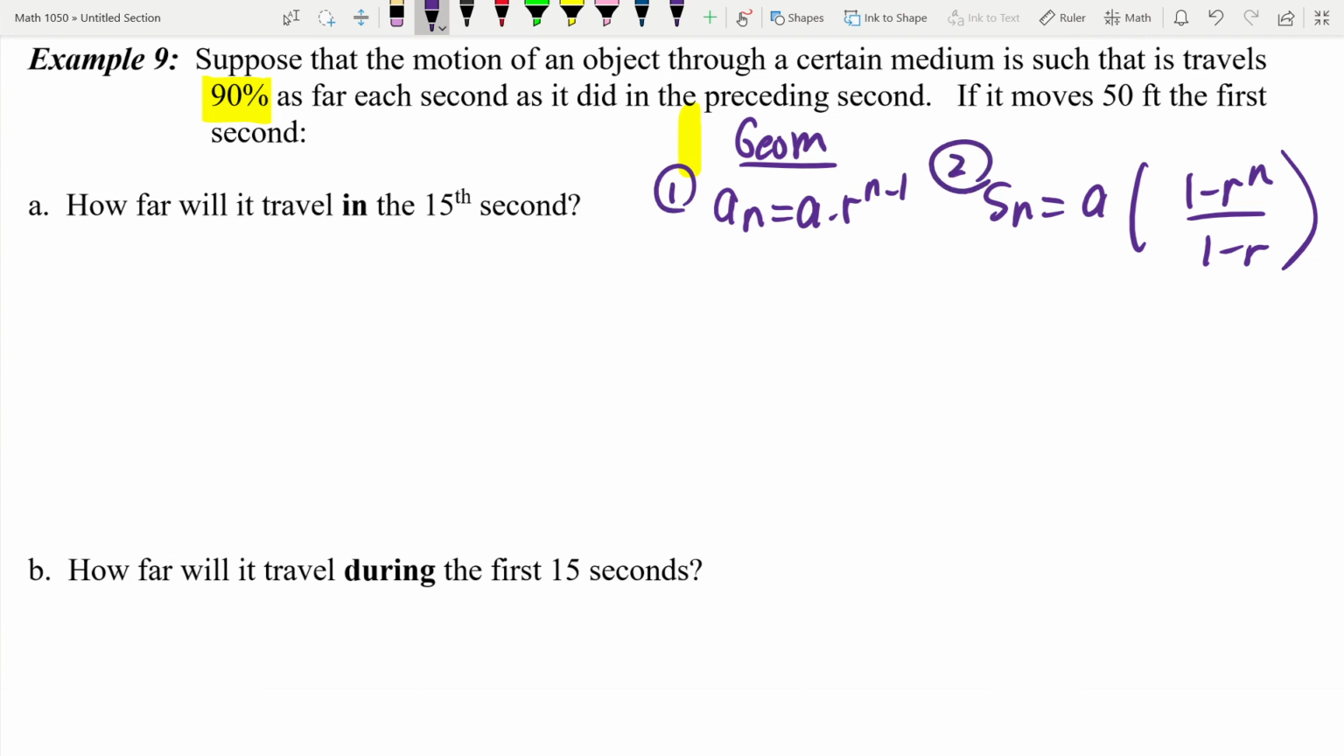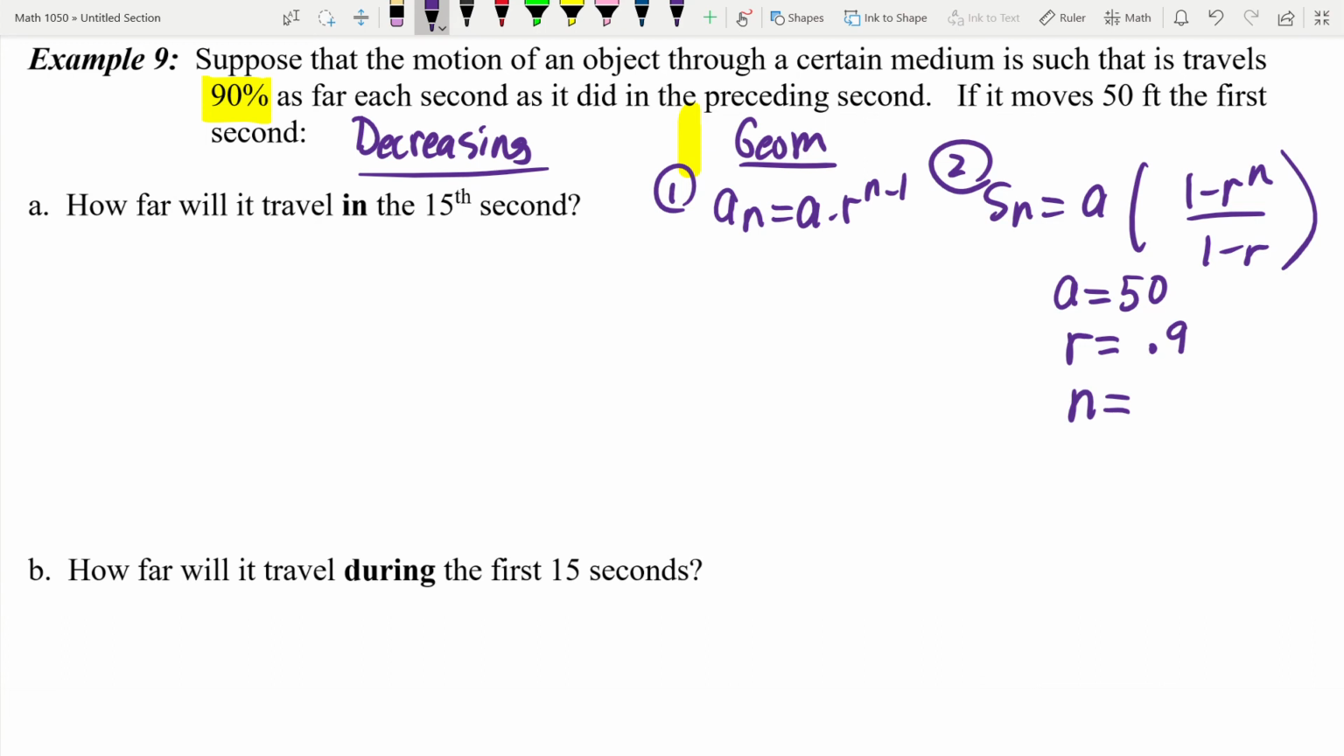So question A, how far will it travel in the 15th second? Everybody tell me 1 or 2. 1. By the way, let's write in some values. So a and r and n. Okay. So a is how far it goes the first time. That would be 50. Okay. You guys, it's decreasing. So it's not going to be 1.9. It's just going to be 0.9 because it's getting smaller. It's converging. Okay. And then the n is, I don't know, okay? So we just have to kind of read the question and go from there.